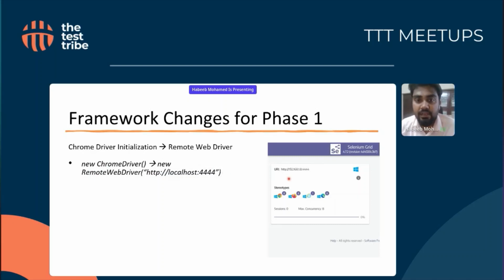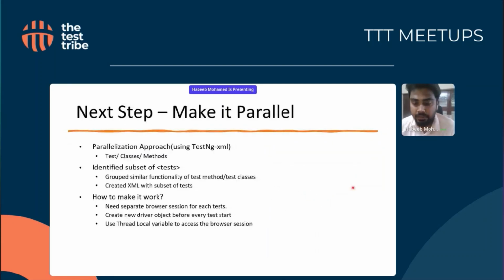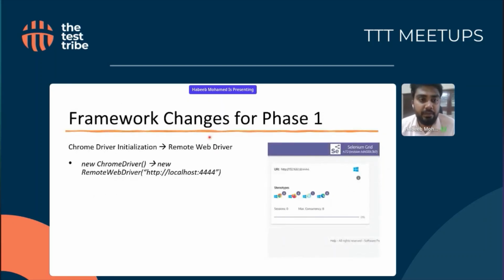So here we can see, once the Selenium Grid started, if we try to access the localhost, we can see this information, right? It says the maximum number of Chrome, Firefox, Internet Explorer, and Edge sessions it can support, and what is the maximum concurrency of these machines. So after making these changes, when we tried to execute, the execution went through successfully without any issue.